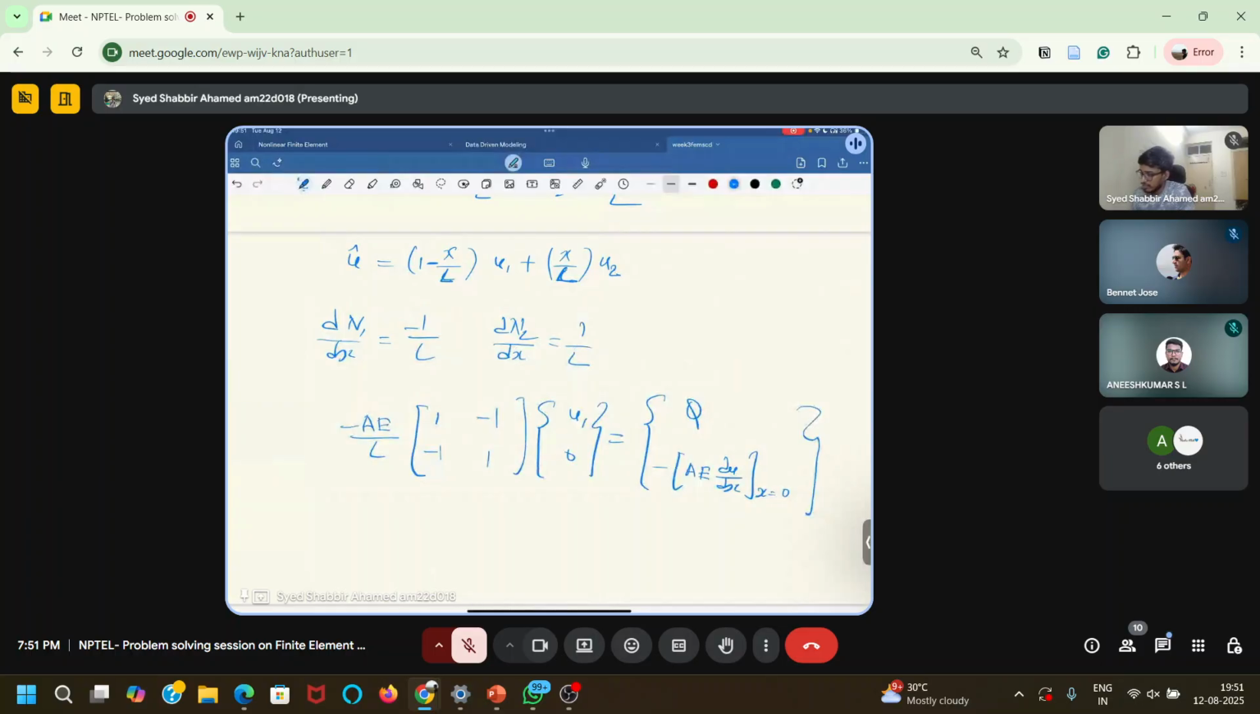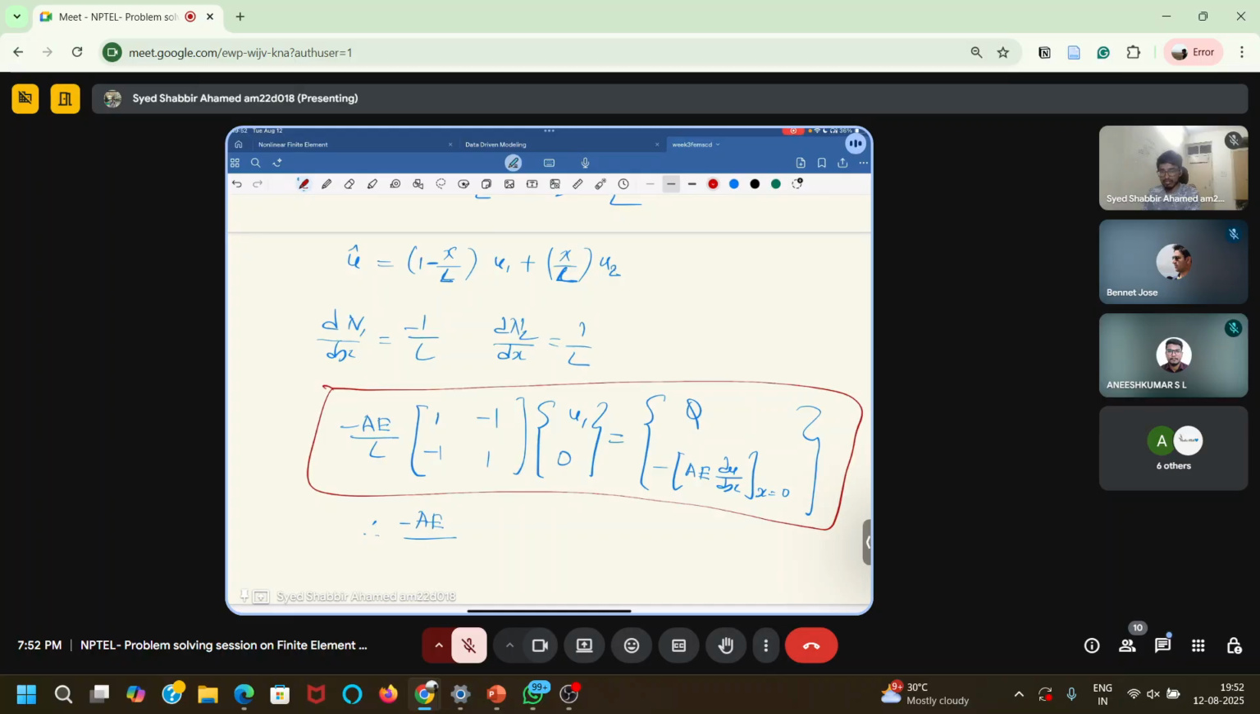We will get this. So u2 is already known to be 0, right? Because this is fixed and u2 should be 0. So finally, if I solve this matrix system, you can see the whole problem, which was integration, has been converted into a linear algebraic equation. So this is a matrix solution which we have to find out.